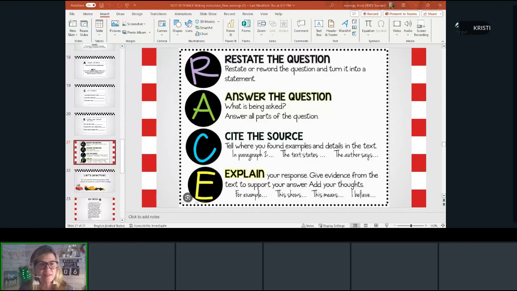Pick one from the C part, which means find the sentence you want to use today. Then you go to E where it says explain and choose one of those sentence starters. For example, this shows, this means, or I believe. And I like I believe because it's easy to remember, right? All right, so it says, let's practice.